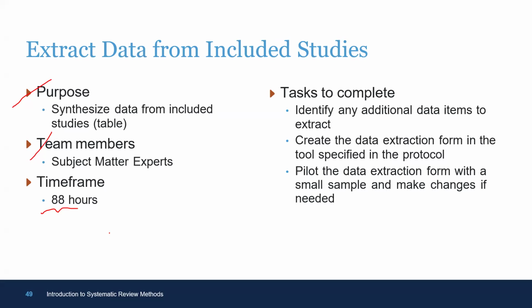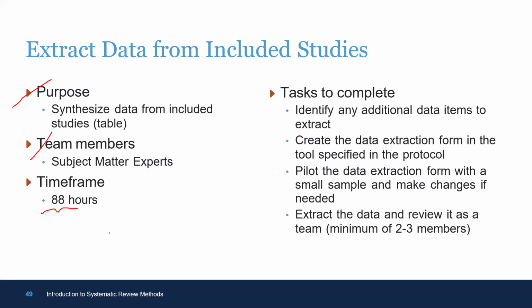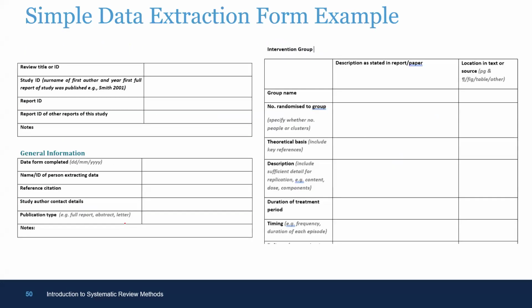And you can pilot it and say, oh, it doesn't make sense. We need to change it to make sure we extract more information on this. Or we need to change it to narrow down because this is too much information we're extracting, we're not going to use. And then ideally, you need to have at least 2 to 3 members. At least 2 people should be part of that data extraction, because that helps you to pull together all the data sets you need. Once we're done with this, we need to think about simple data extraction form.